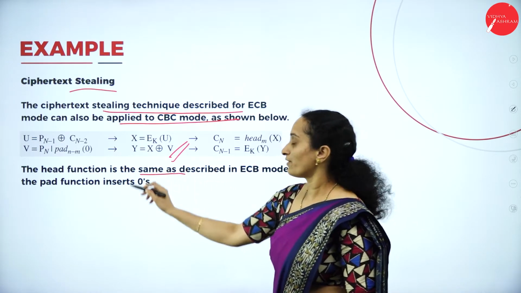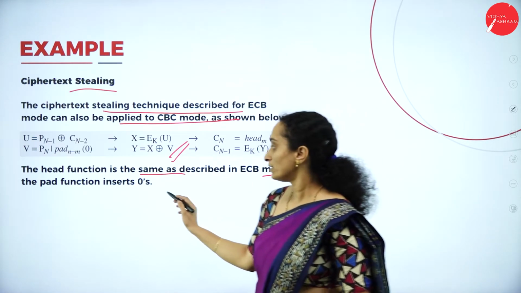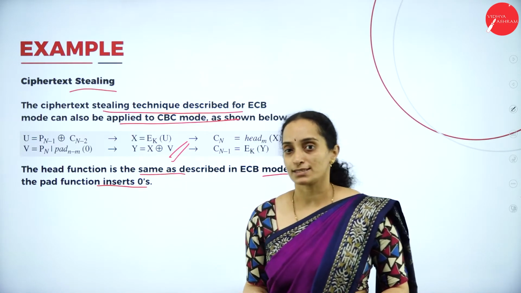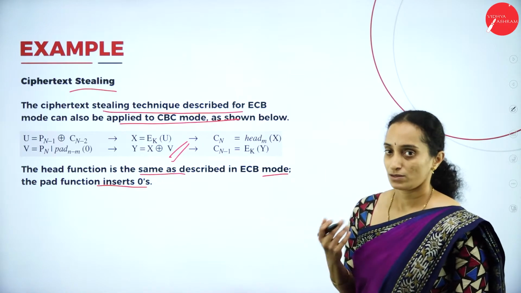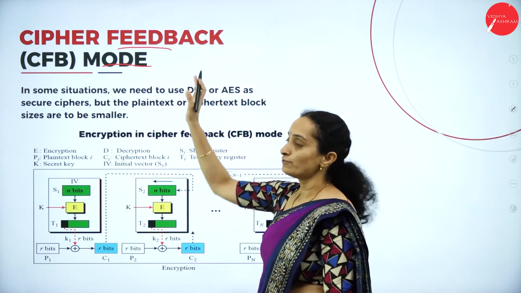Okay, the head function is same as described in the ECB mode. The pad function inserts the zeros instead of bogus characters. It inserts only the zeros. The next thing is the cipher feedback mode.